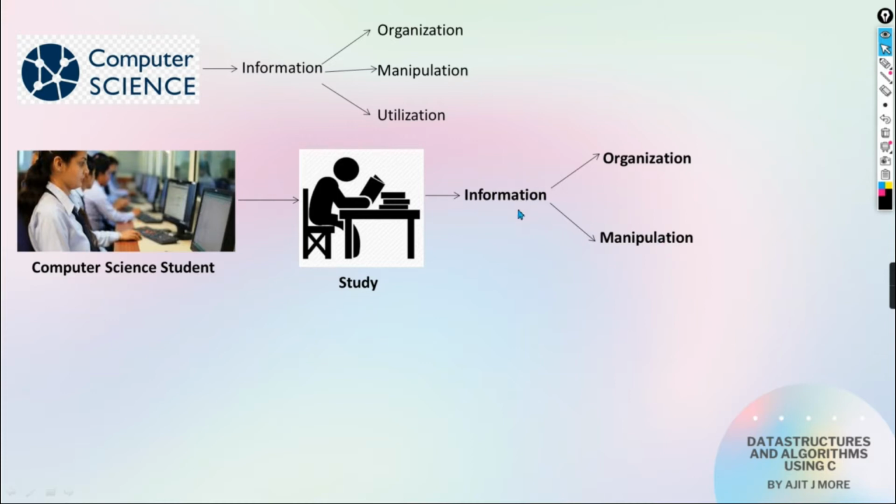Getting? So information organization and manipulation, that is what is called data structures. So you can say data structure is information organization and performing different efficient operations on it, like different manipulations in an efficient way. So in simple terms, data structure is information organization and performing manipulation on that organization. Getting?